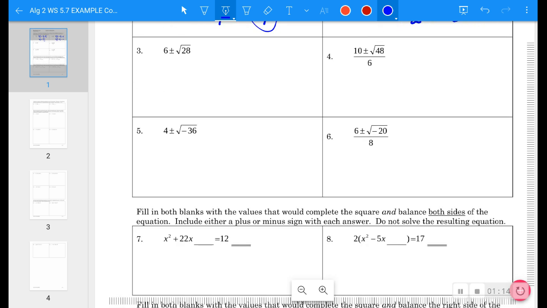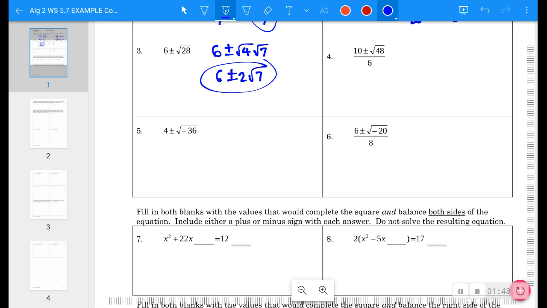Okay, square root of 28 on problem 3 gets broken up into a perfect square of 4 times 7. So we're going to go 6 plus and minus root 4 root 7. Sorry, root 4 root 7. And then that root 4 becomes 2. And that's as far as you can take this problem. There's actually two answers, the 6 plus 2 root 7 and the 6 minus 2 root 7.